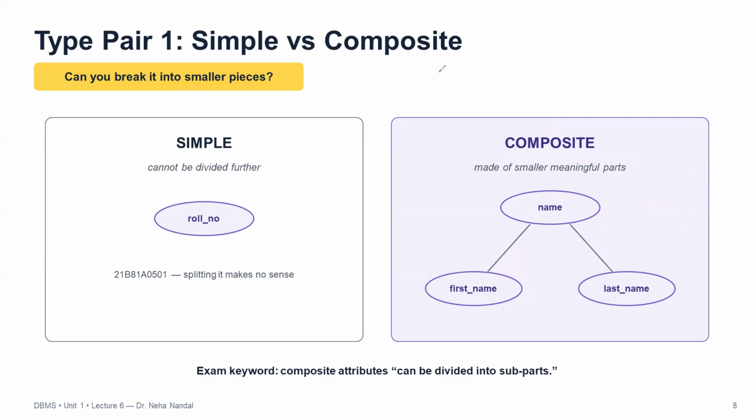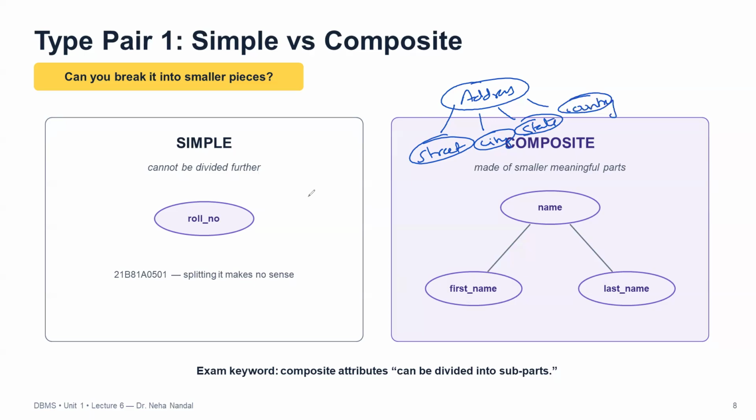Great. I'll give you one more example. One attribute can be your address. So address can be further divided: street, city, state, country. So in this way it can be further divided.